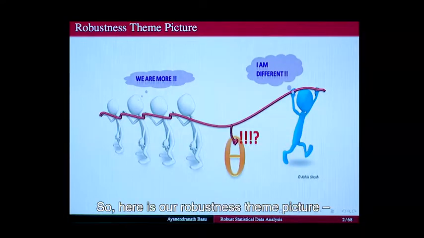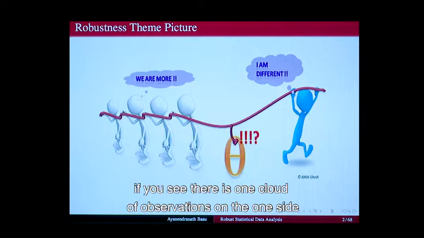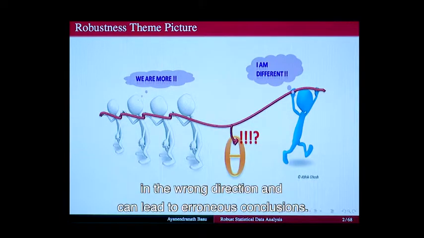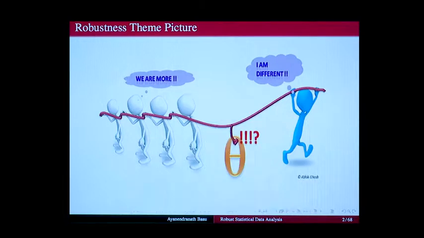So, here is our robustness theme picture. If you see, there is one cloud of observations on one side and there is another atypical observation on the other side, which may pull the inference in the wrong direction and can lead to erroneous conclusions. This is what we want to guard against.